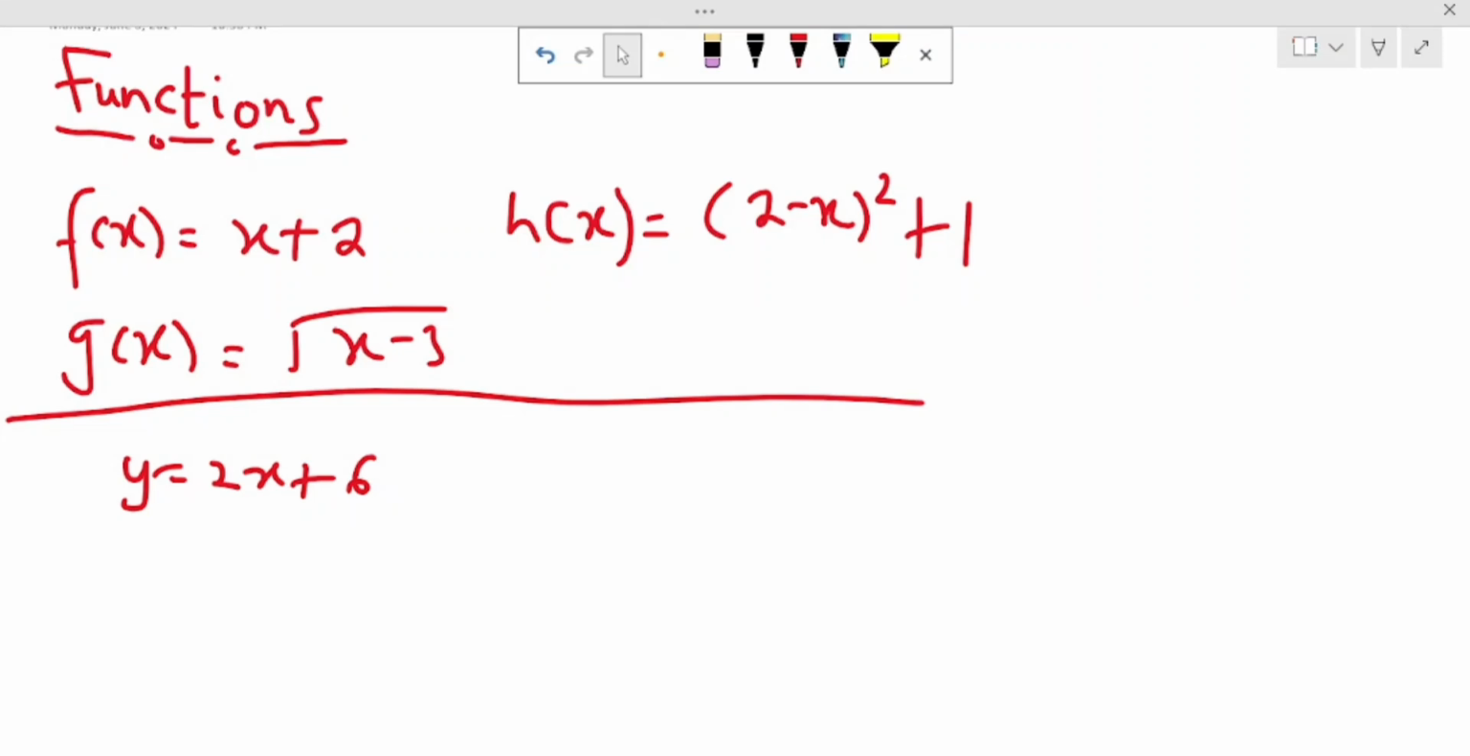Welcome to Kunku Academy. In this tutorial, I'll be taking you guys through functions, and under functions, I'll be taking you guys through evaluating of functions, determining whether a function is an increasing or decreasing function, determining the domain of a function, and other concepts of functions, maximum and minimum of a function.